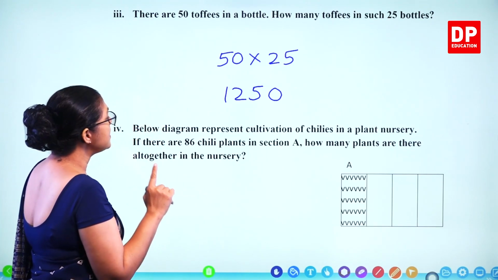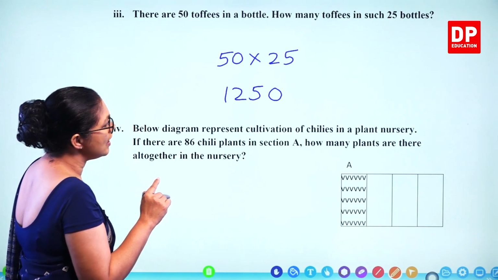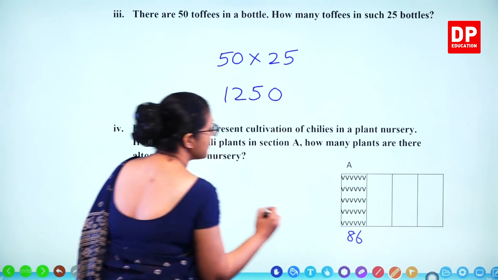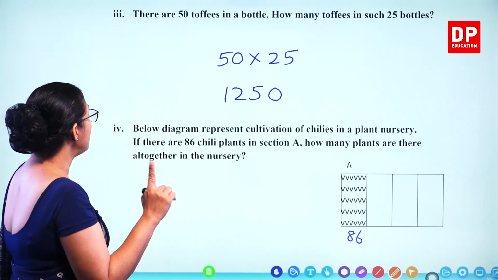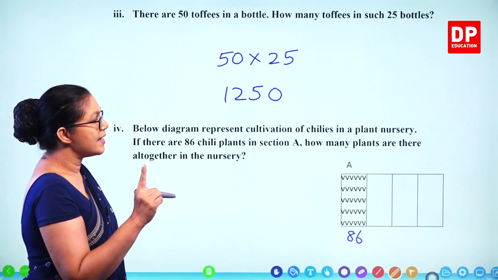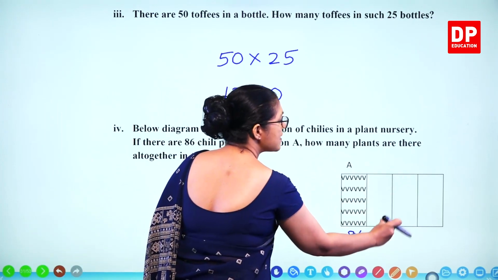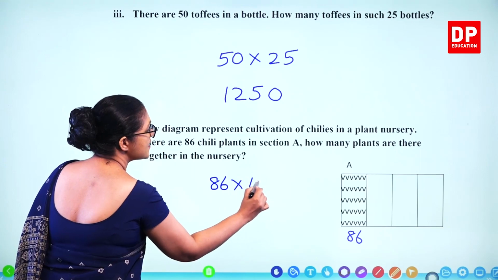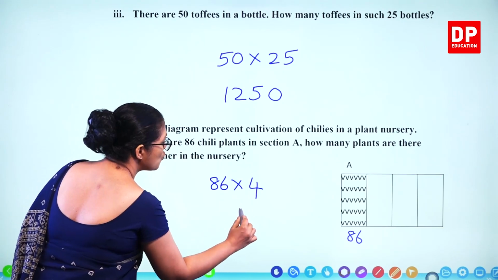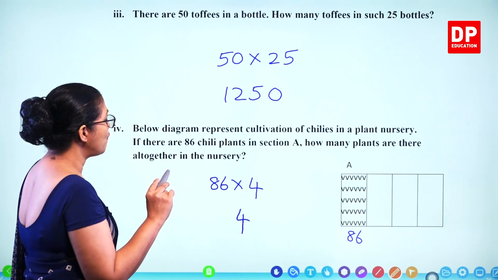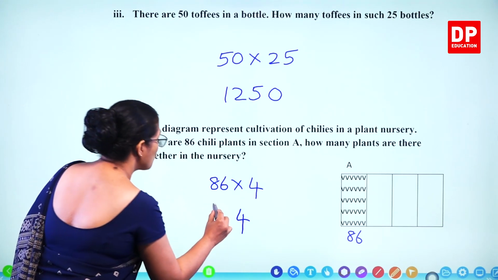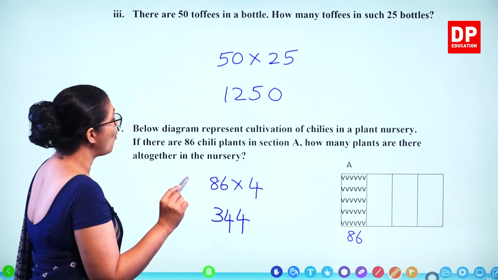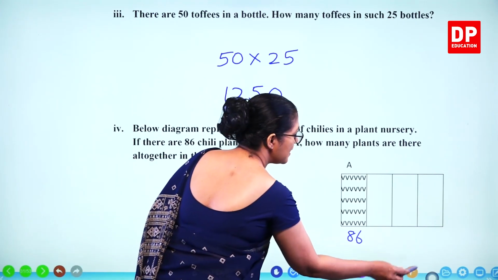Below diagram represent cultivation of chilies in a plant nursery. If there are 86 chili plants in section A, how many plants are there altogether in the nursery? So 4 sections like that. So you multiply by 4. 86 times 4. 4 times 6, 24. 2 remaining. 4 times 8, 32 plus 2, 34. So 344 plants in the nursery.